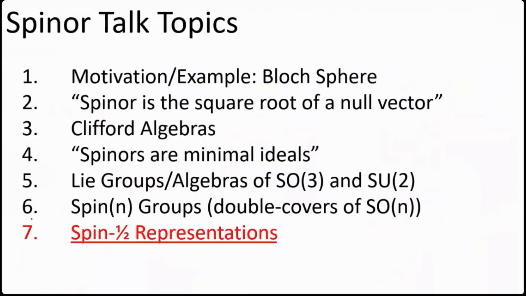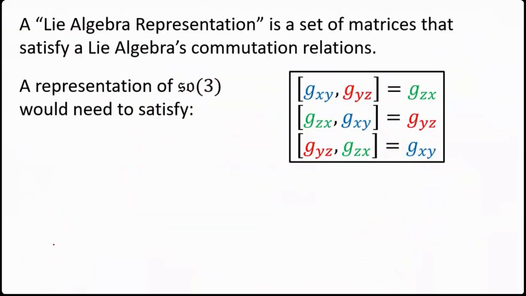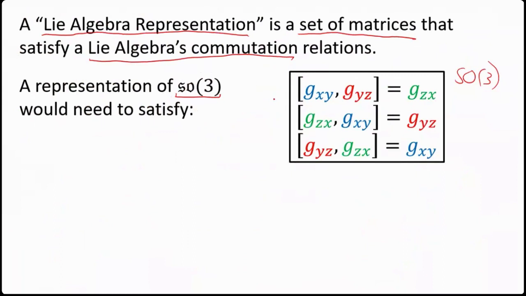Okay. So this is the last section. It's called spin half representations. So this is getting into, I guess, representation theory. And I admit I did a lot of copy pasting from Wikipedia here because I was just running out of energy to actually write it all out. So basically, a Lie algebra representation is a set of matrices that satisfy the Lie algebra's commutation relations. So we saw this generates SO3, if you remember. So this is the Lie algebra little so(3), and they need a representation that satisfies these.